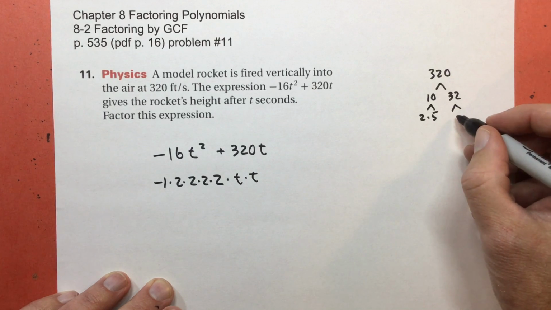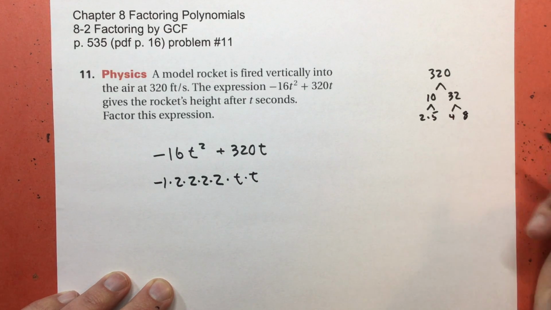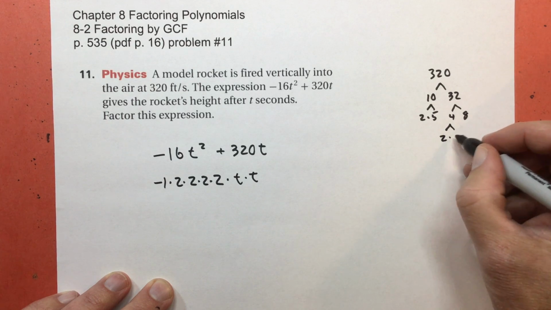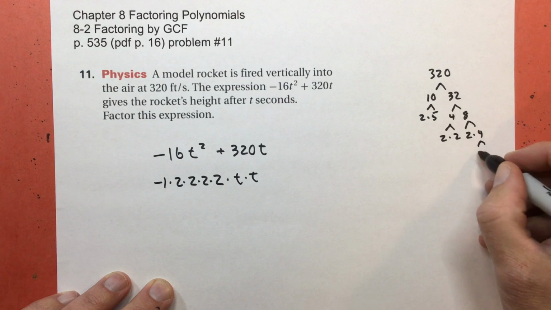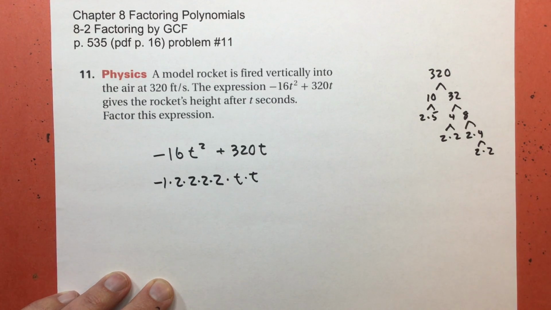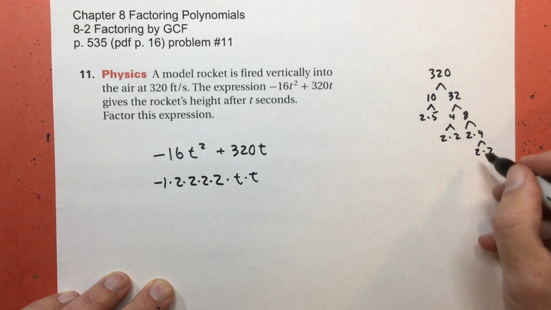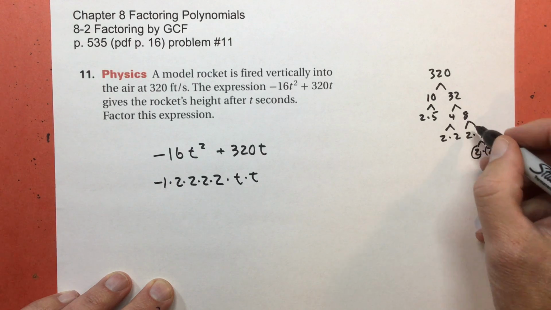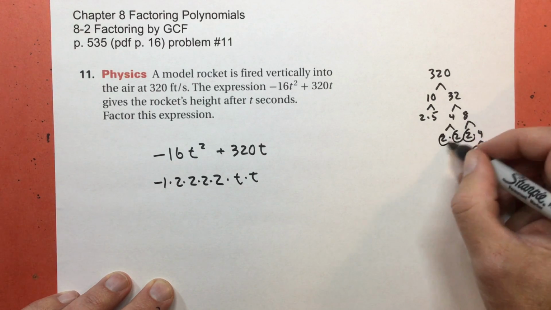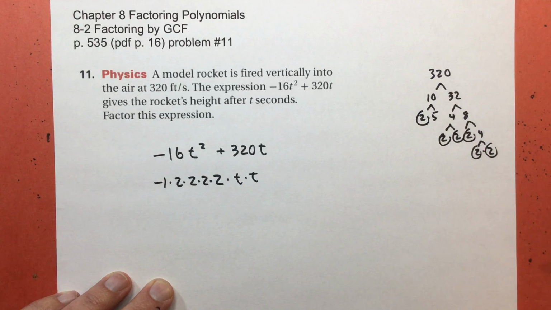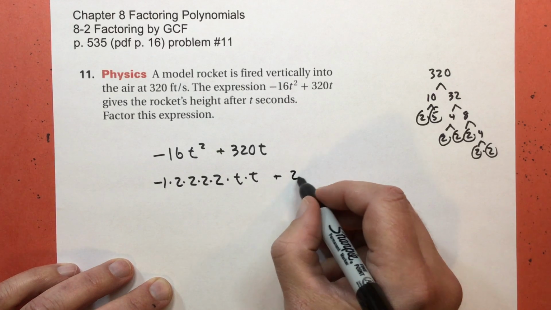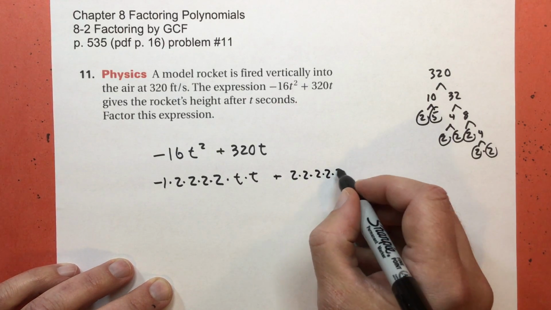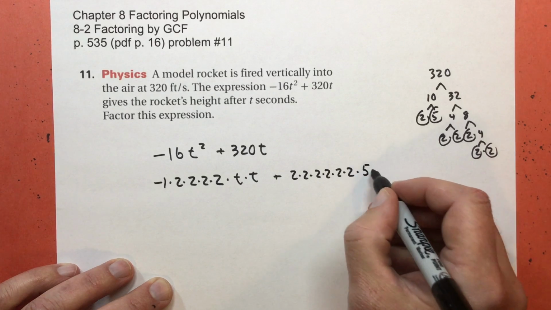32 could be, I don't know, 4 times 8. And 4 would be 2 times 2. 8 would be 2 times 4. And of course, now I got 2 times 2 again. They gave you a number that really is kind of hard to factor. How many 2's do I have? I got 1, 2, 3, 4, 5, 6. And then, of course, I got times 5. So this is 2 to the sixth power times 5 times t.